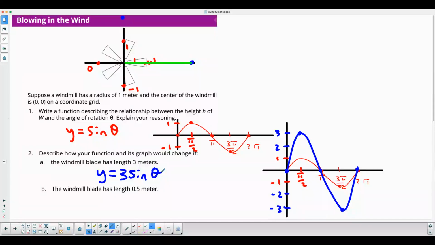And if it had a length of 0.5 meters, it'd be y equals 0.5 sine of theta. So on here, still start at 0, but then you only go up to 1/2, back to 0, down to -1/2. So that would be what that one would look like. Let me write that in green so that you can see them on the graph.